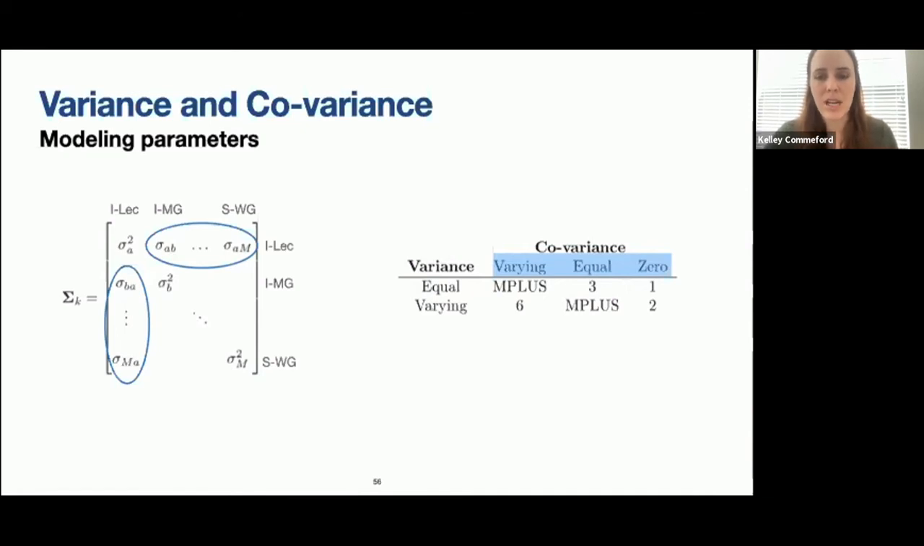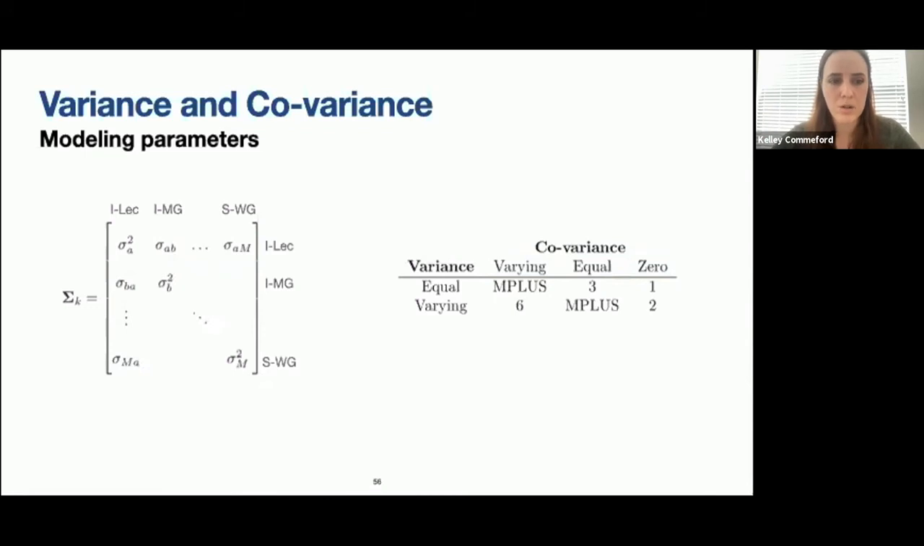So that's really saying that the relationship between lecture and group activities in this pedagogy is going to be the same relationship in this other pedagogy. And we can't really say that that's true. So we instead assume that there's no relationship between the variables in each pedagogy, which sets us down into model number 1. So equal variance and 0 covariance.